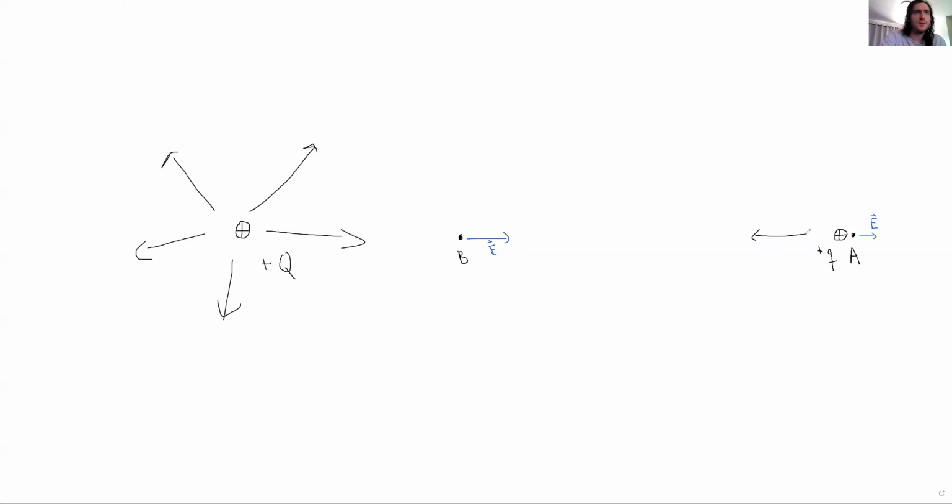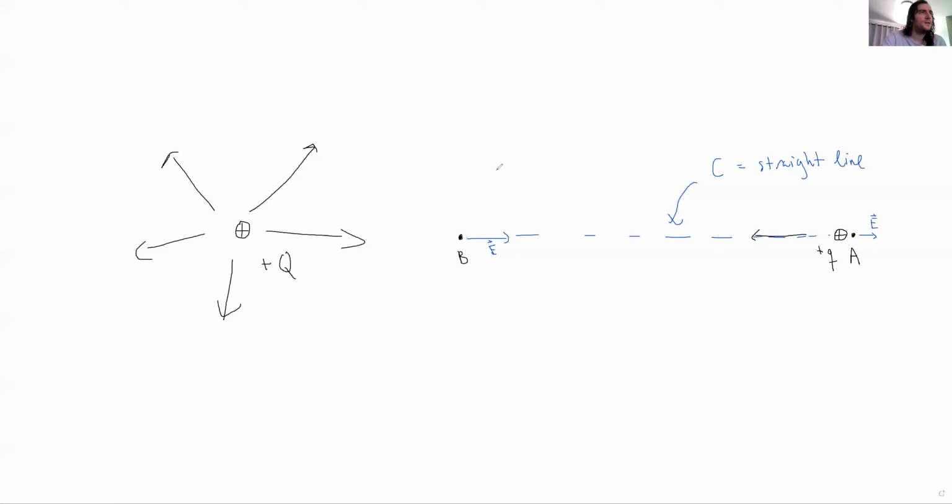So the simplest path we could use to connect the points A and B is a straight line. Okay, so straight line path. So C is a straight line.